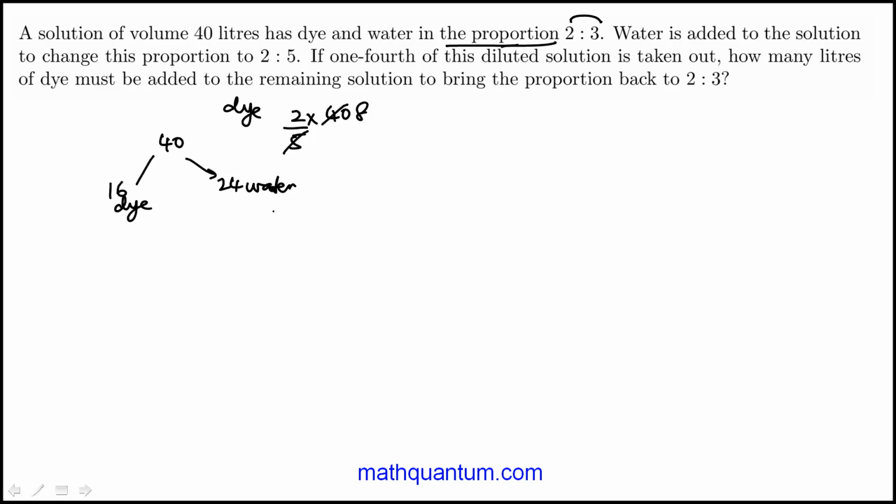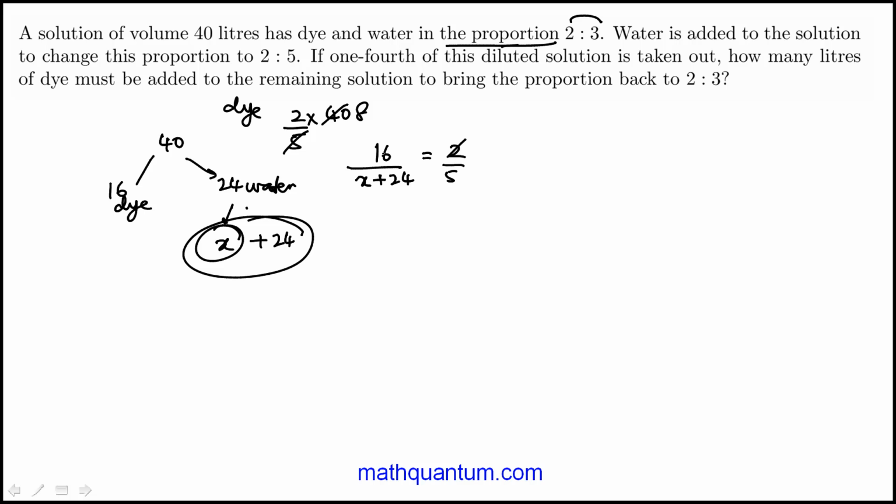Now, water is added to this solution, so let's say you add X liters now, so you have a total of X plus 24, and they're saying this proportion is now 2 to 5. So 16 over X plus 24 is 2 over 5. We can solve this, cross multiply 40 = X plus 24. So we're adding 16 liters of water. So we have a total of 40 liters of water.